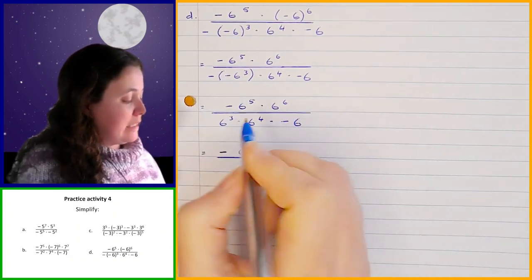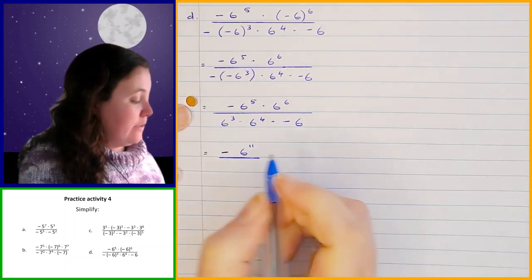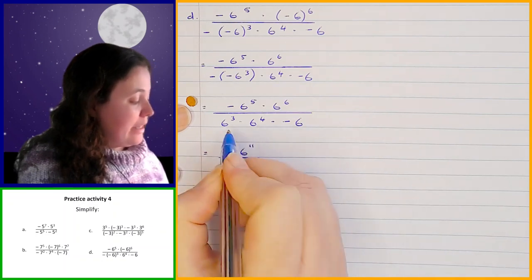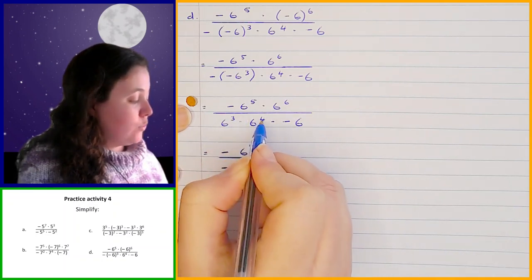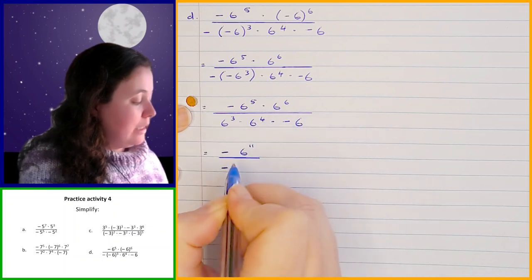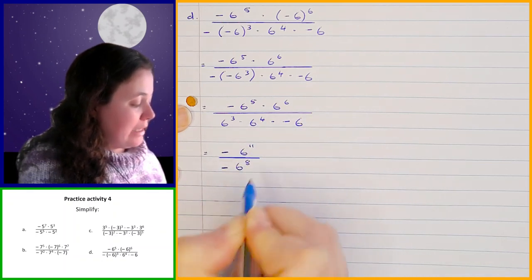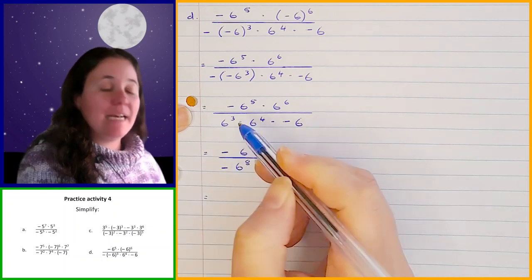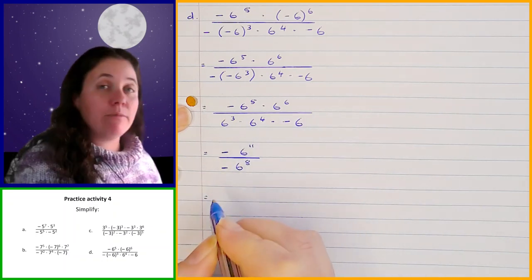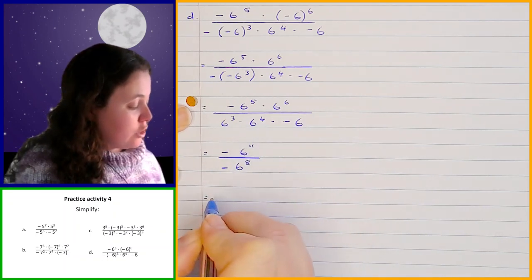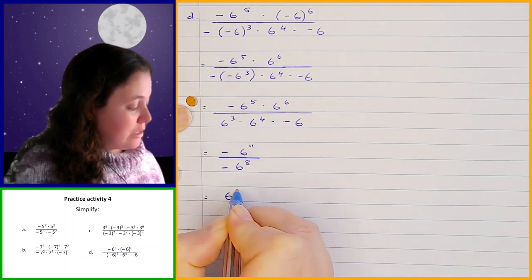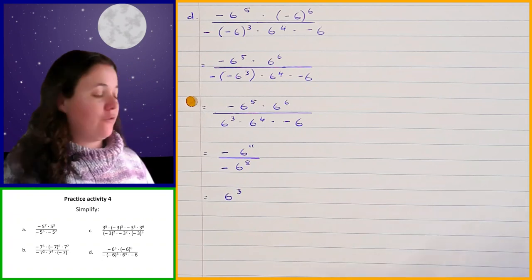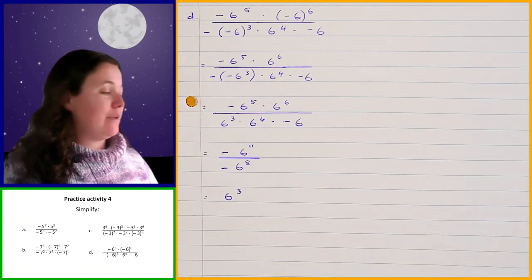In my denominator, I also have only one negative, so it's going to be negative. Then 6 to the power of 3 times 6 to the power of 4 times 6, that's 3 plus 4 is 7 plus an invisible 1 is 8. So it's 6 to the power of 8. Now in this one, I've got a negative divided by a negative. That gives me a positive answer. So it's going to be positive 6 to the power of 11 minus 8, which is 3. So for question D, you should have got 6 to the power of 3.